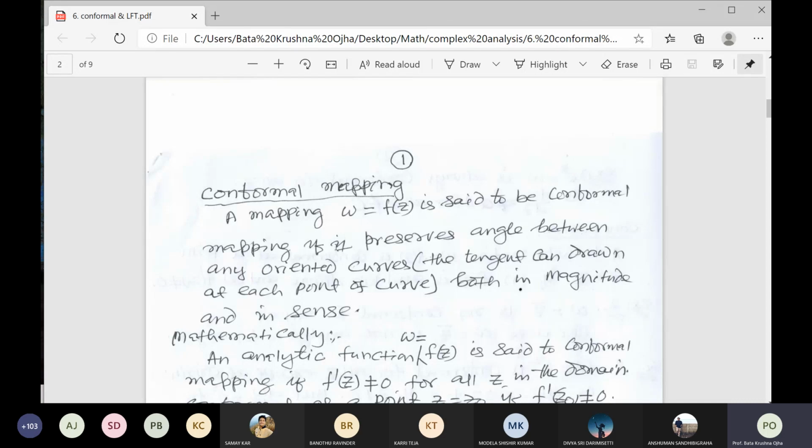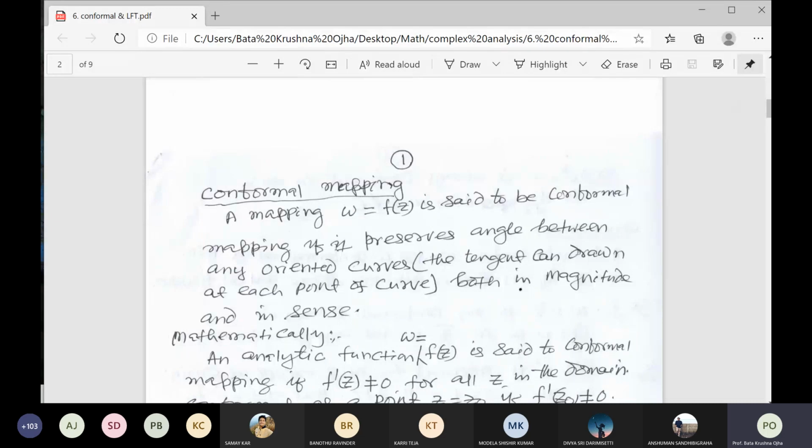So today I am going to discuss a special mapping called conformal mapping, and also linear fractional transformation. It is a special transformation that maps three points to three points, whether it is complex plane to complex plane, complex to extended, or extended to extended. So what is conformal mapping?